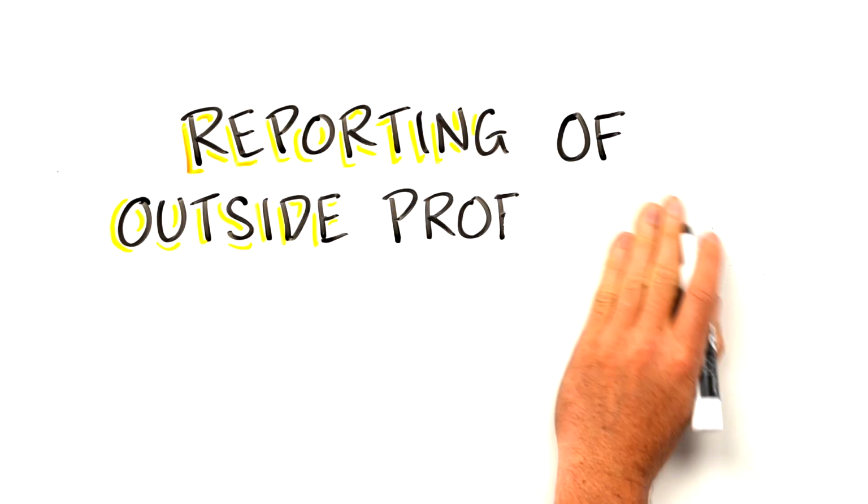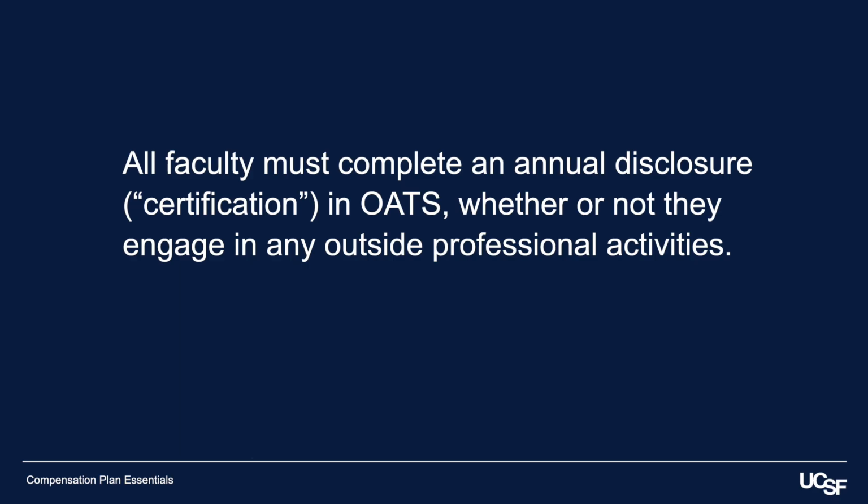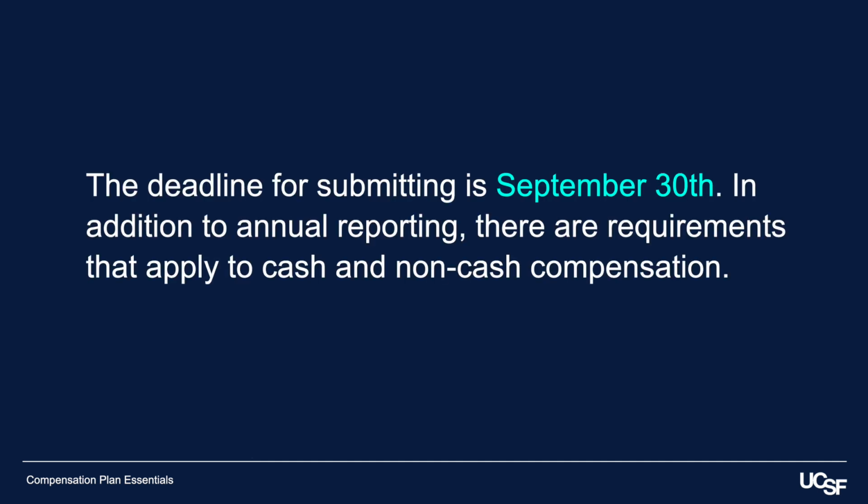Now, I'll discuss how to report any of these outside professional activities. All faculty must complete an annual disclosure, this is called a certification, in OATS, whether or not they engage in outside professional activities. The deadline for submitting these is September 30th every year.